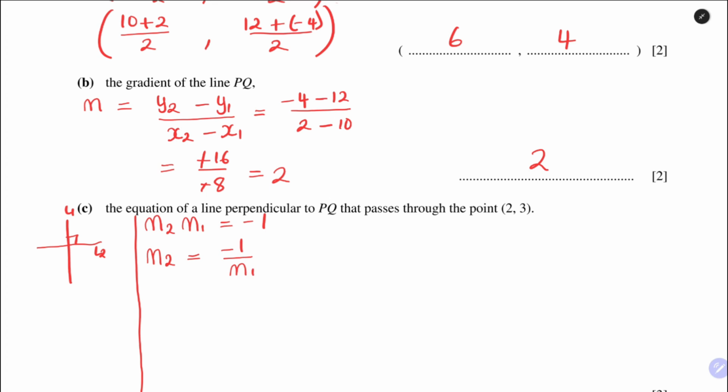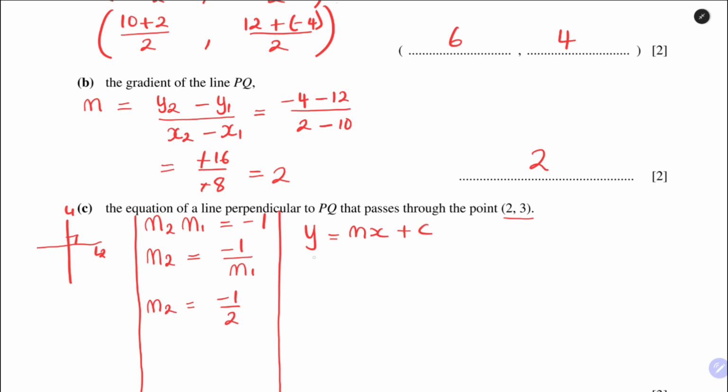All right, so we need to find the gradient of PQ. We know the gradient of PQ already, it's 2. So the gradient of the new line, which is our m2, will be given as -1 over 2. That's been sorted. Now remember that the general equation of any line is y equals mx plus c, where m is the gradient and c is the y-intercept. So the only thing left for us to find is our c, since we just found our m. How do we handle that? We are going to substitute this pair of x and y into y equals mx plus c. I hope you understand that.